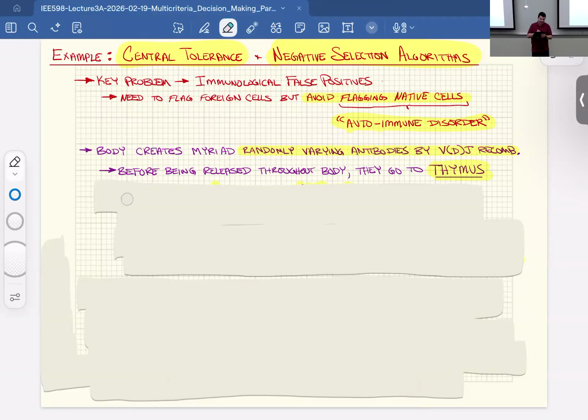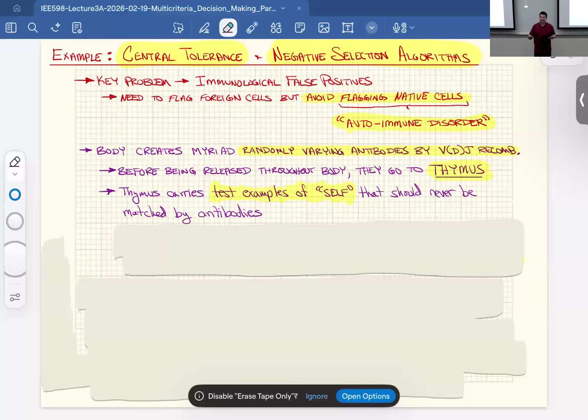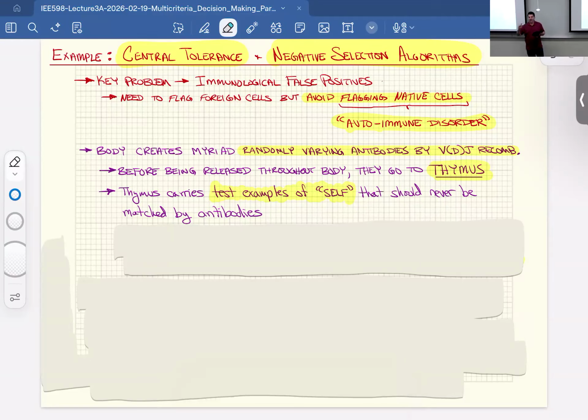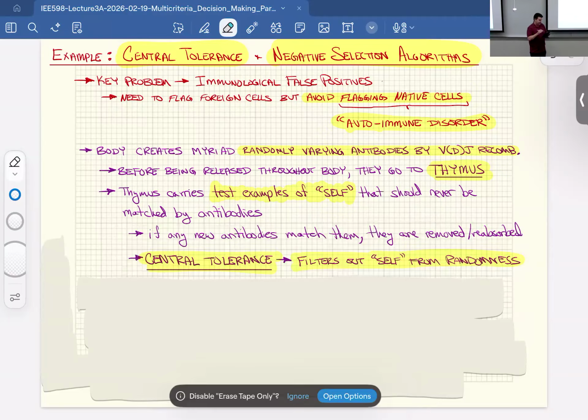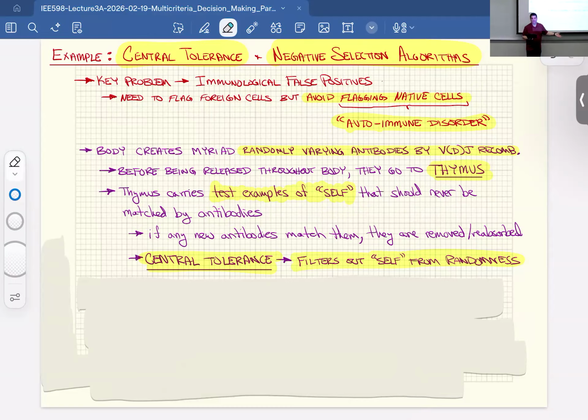Before being released, so it's actually when they're created, they go to your thymus, and in the thymus, there are a bunch of test examples of self. So there are a bunch of known good cases, which should never be matched by an antibody. And it will test all of your antibodies against these. And if any of those new antibodies match these known examples of self, they're basically set to fitness equal to 0. They're removed, they're reabsorbed, they're discarded, they're not allowed to roam free throughout the rest of your body.